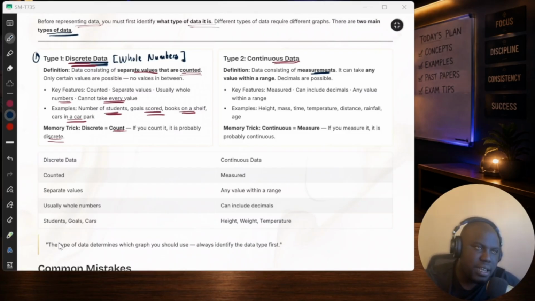Hey, can you please come here and measure the height of these students? Can you measure the mass? Can you measure the amount of time it takes for people to run? You are not counting. So it's called continuous data. Continuous data is data made up of measurements. It can take any value. Decimals are possible. You can have 1.25 as the height of a person.